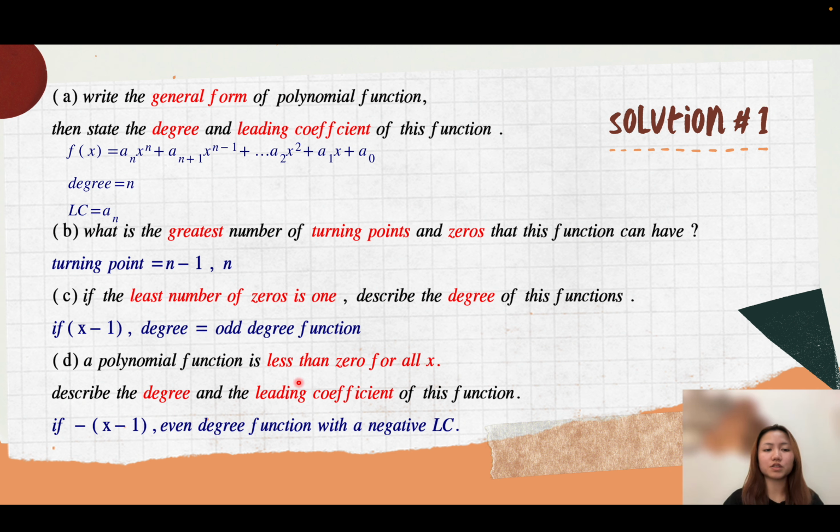A polynomial function is less than 0 for all x. Describe the degree and the leading coefficient of this function. If it is less than 0, it means negative, so it is an even degree function with a negative leading coefficient.